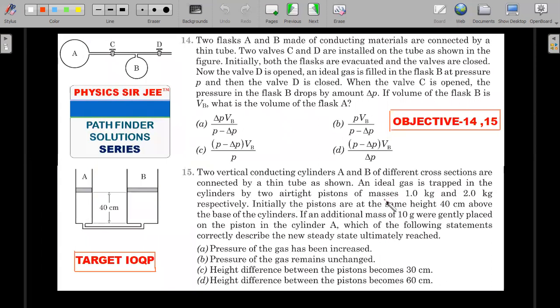Partitions-wise and mixing of gases-wise, practice is of utmost importance for people who are appearing for JEE Advanced and also IOQP. So these are the two practice problems, very cute ones but very interesting, and your concept should be very clear in order to be able to solve them, especially the 15th one. I like this problem a lot. Please do try these and I'll come up with the solution in the Pathfinder solution series.